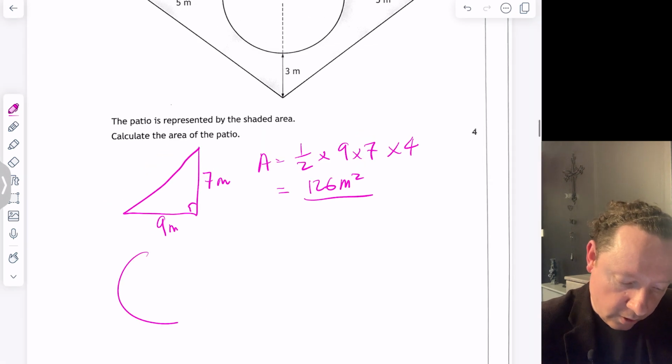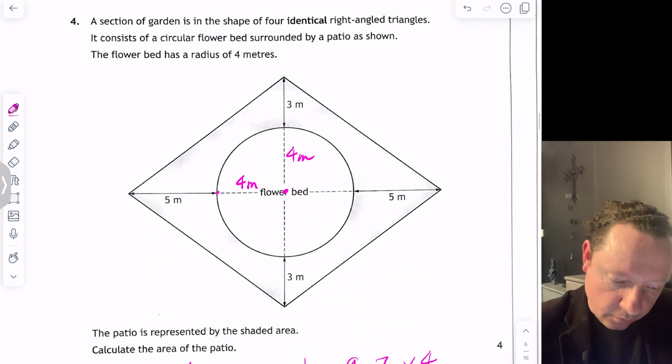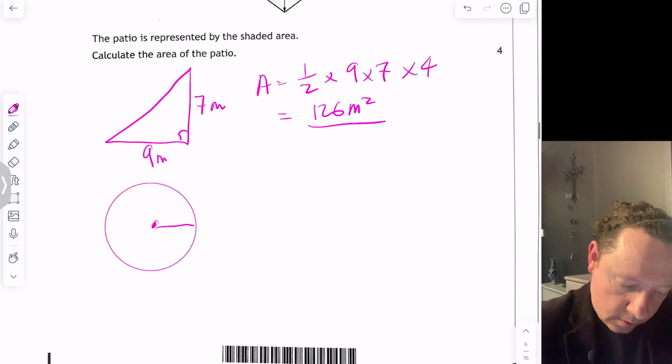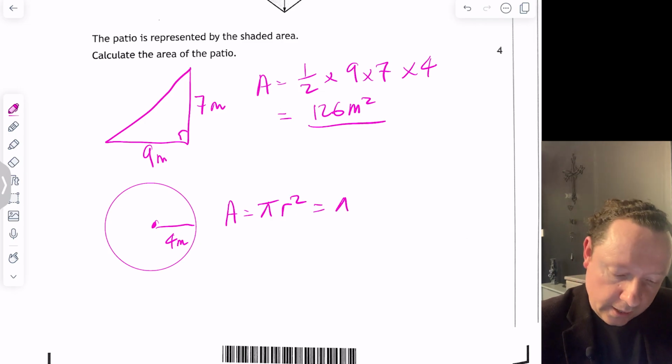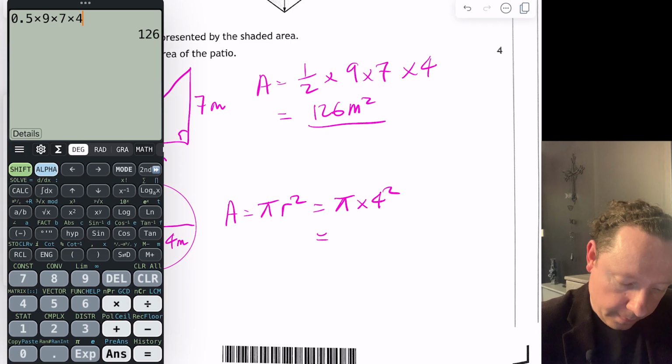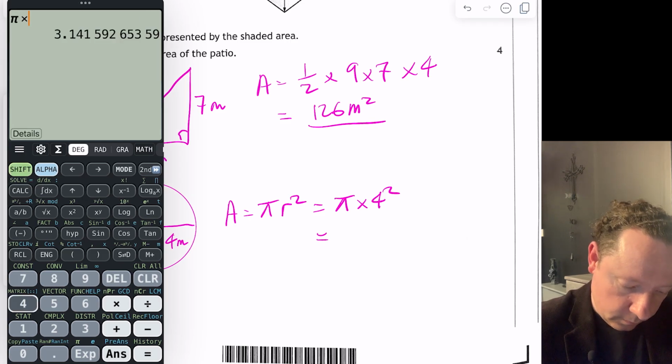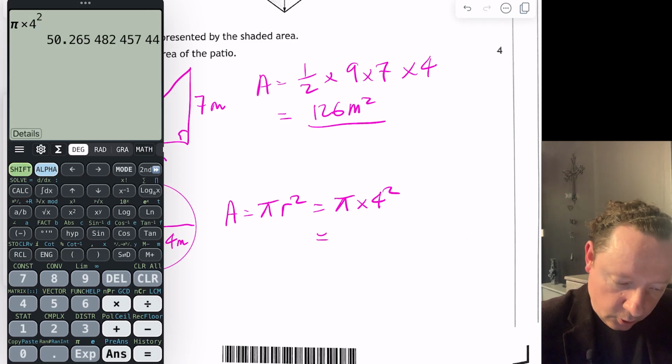So the circle or the flower bed is the area of a circle, and the radius of that is 4 metres. Area is pi r squared. You can get that at the start of the exam paper. Pi times 4 squared, calculator for that. 50.265 and a bunch of other numbers.